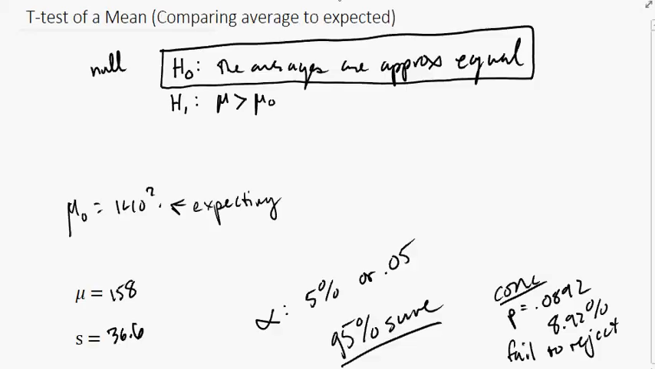Okay, t-test of a mean, what we were doing before, is comparing an average to what you expect the average to be. Now we're actually going to be doing the t-test of two means. You're comparing two means here, two averages.